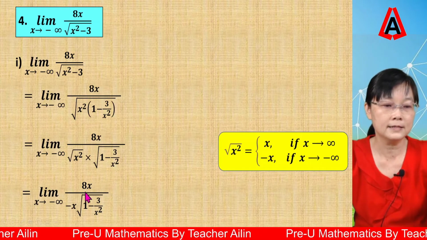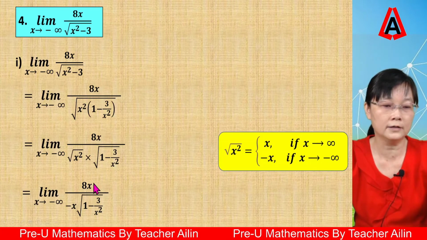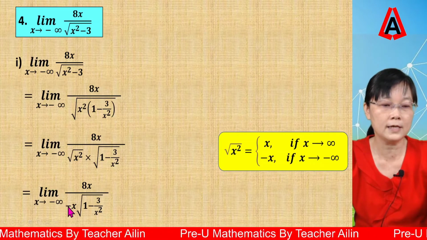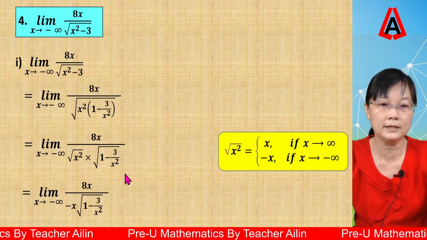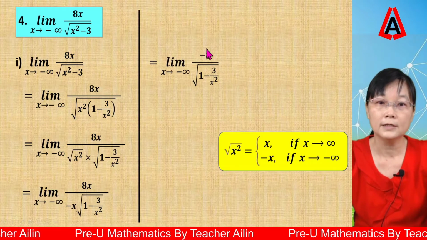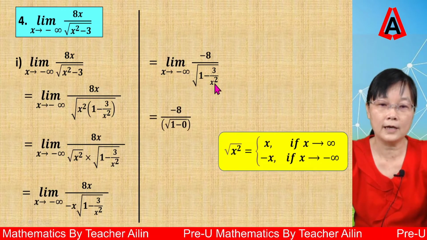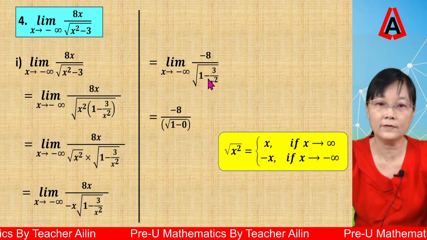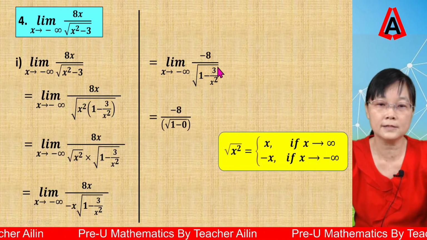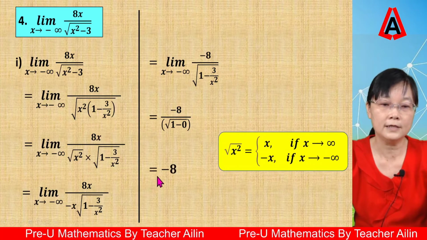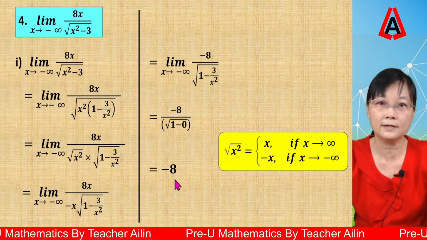Then I cancel the x on the numerator and denominator, and I bring the negative up to the numerator. Then I substitute x with negative infinity. I find that it is equal to 0. So finally the answer is negative 8.